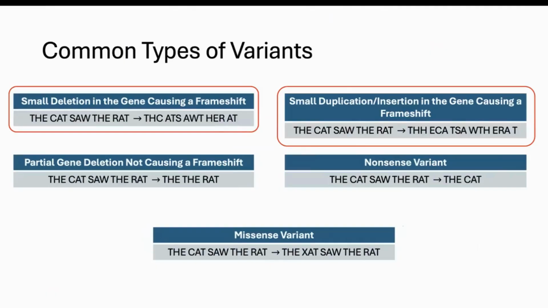I wanted to go back to this slide from earlier to highlight which type of variant we see in this report table. It's really a combination of the two types boxed in red because some nucleotides are deleted and some are inserted, with the result being a frameshift.